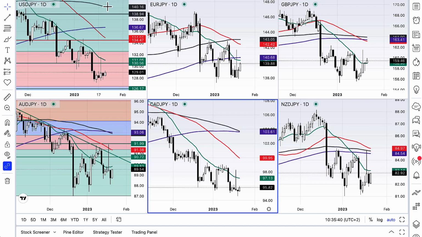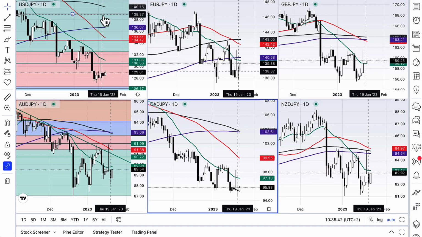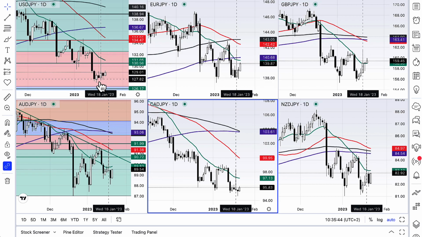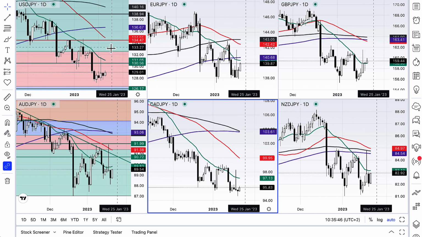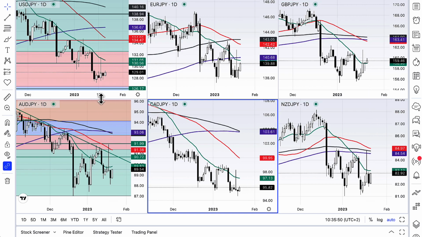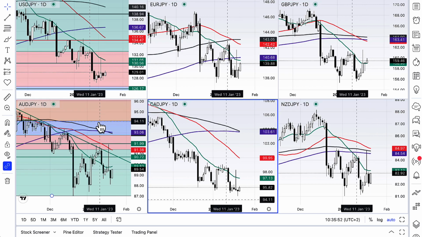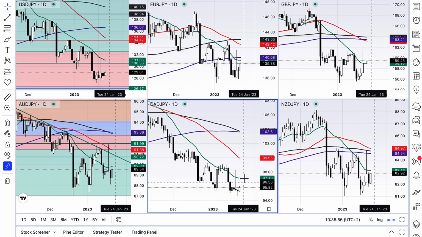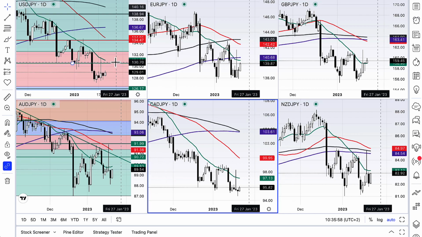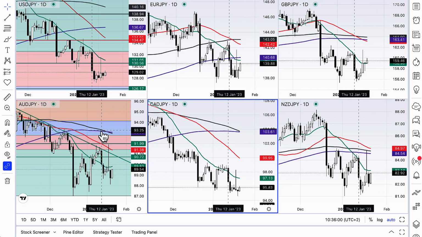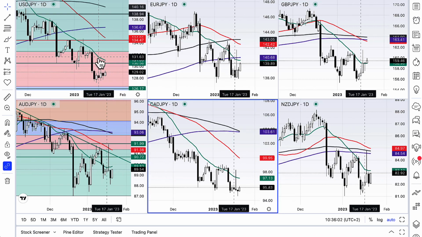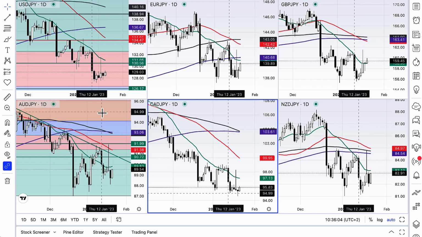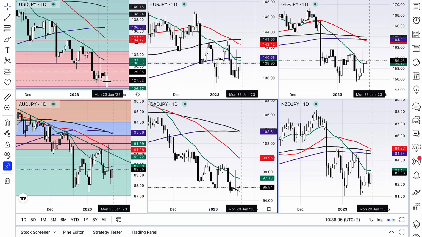Now, let's have a look at the yen pairs. This is a little bit more complicated because we've got this potential bottoming pattern on the dollar yen. We're actually long on the dollar yen, but we're short on the Australian dollar yen, and we're long on the Canadian dollar yen. So we've talked about the Aussie yen and the dollar yen. We talked about that in yesterday's video. Go and have a look at that. But we're in opposite directions there.